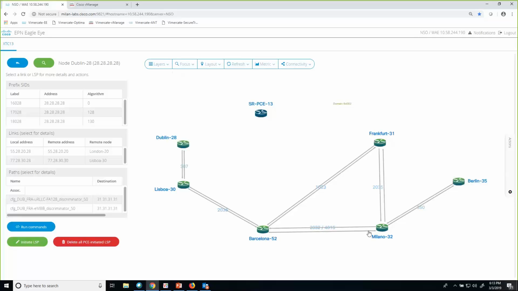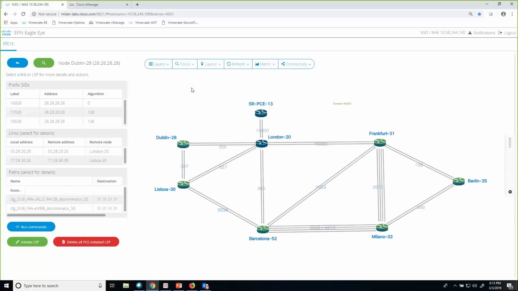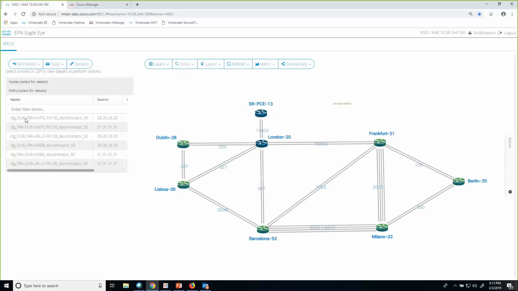Let's now go back to the view of FlexAlgo 128 that includes London. I'm going to come back also, and we're going to take a look at the different policies that exist from Dublin to Frankfurt and vice versa for the different types of transport SLAs.